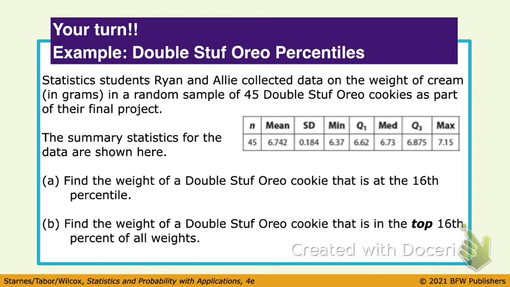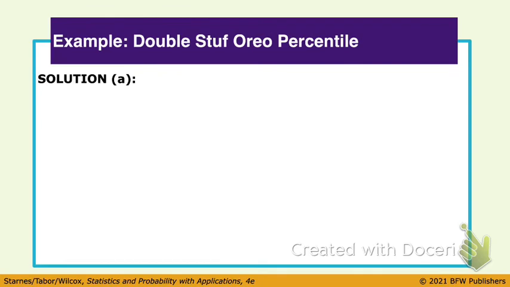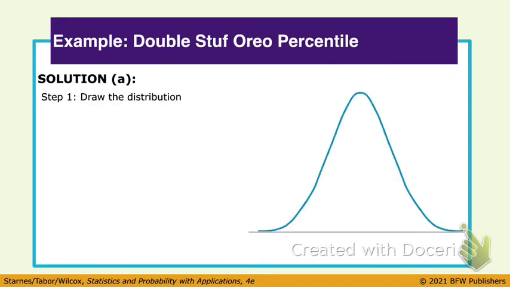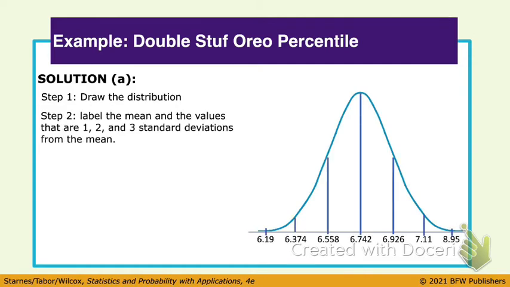We want to find the weight of a double stuffed Oreo that is at the 16th percentile. We're going to draw the distribution. We're going to label the values for the mean and 1, 2, and 3 standard deviations from the mean.